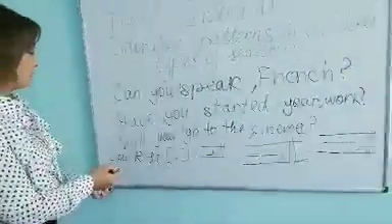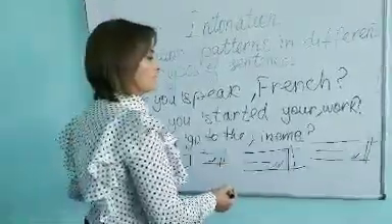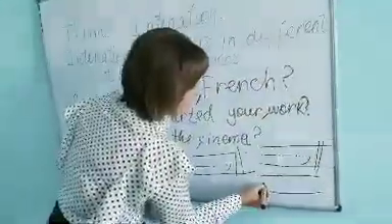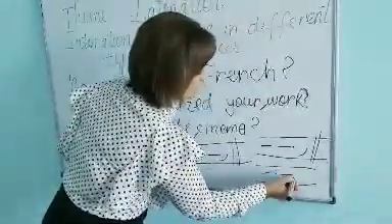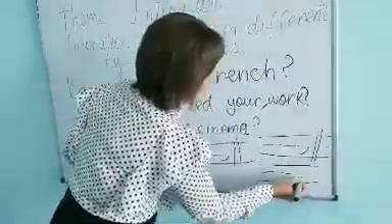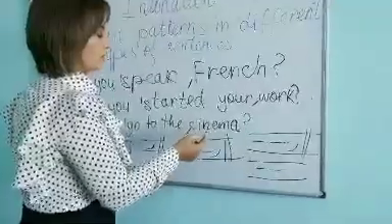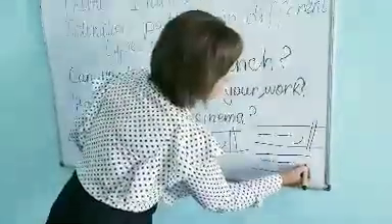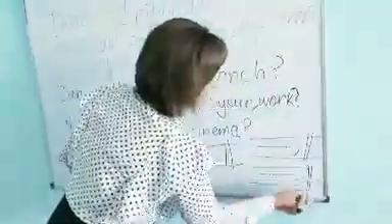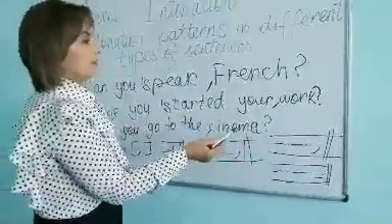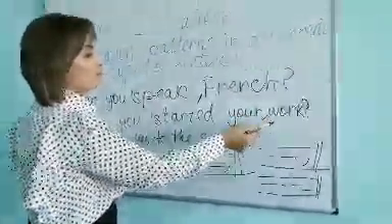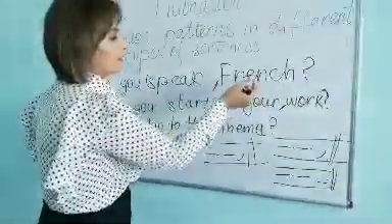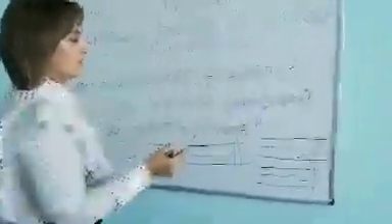And the last question here, will you go to the cinema? Here we will intone the last sentence of ours. Will you go to the cinema? Cinema consists of three syllables. The first syllable is stressed here. If we analyze these three words, here work, here French, and here cinema, these words are the last stressed syllables of an intonation group, which is called the nucleus.